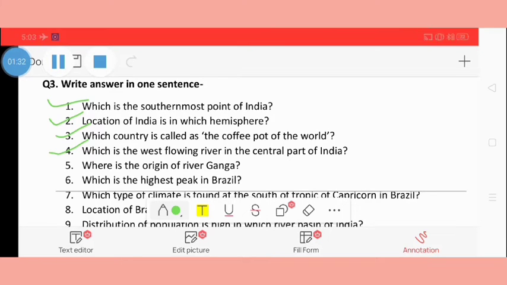Fifth question is, where is the origin of river Ganga? The origin of river Ganga is at the Gangotri glacier.